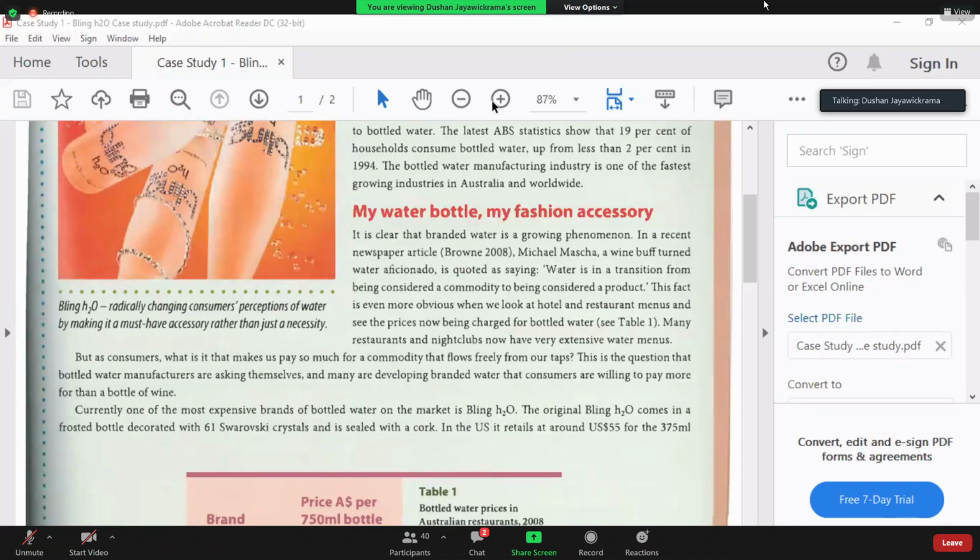Blinch H2O. I don't know how Blinch came, but H2O is water. It's just water. But that brand name has a big meaning. It represents a luxurious, as you said, a fashion accessory which comes in the form of bottled water. Interesting meaning is created over time by developing the right product strategy, distribution strategy, promotion strategy.